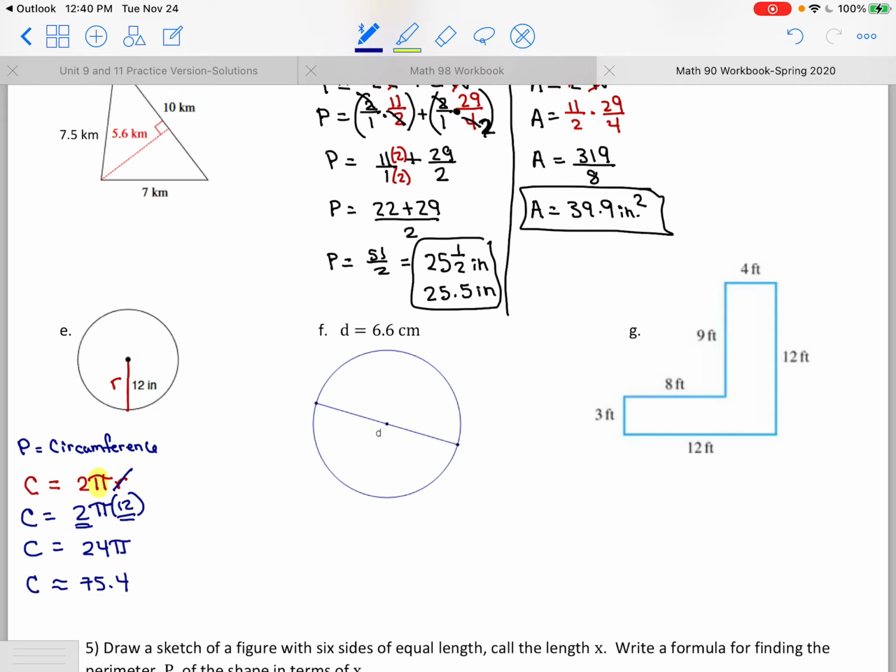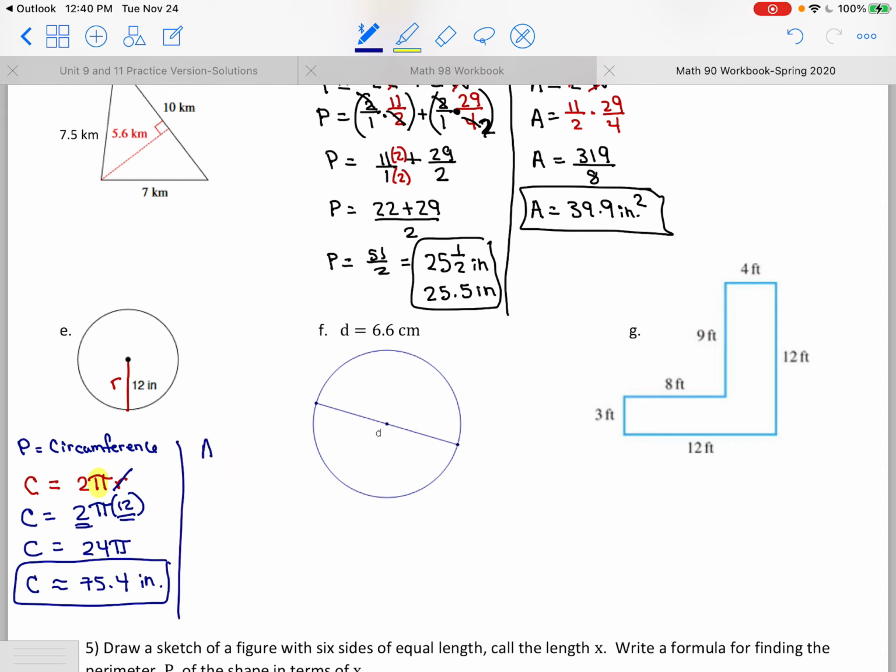Okay, yeah, because the original answer there was 75.398222369. So we're going to want to just go ahead and round to 75.4, and we want to make sure that we put in our units. Remember that circumference means distance around, so that's just a linear measure, so we're just going to leave it as inches.